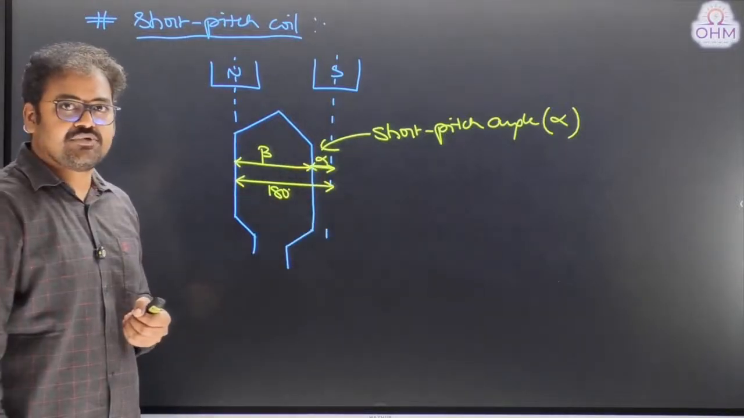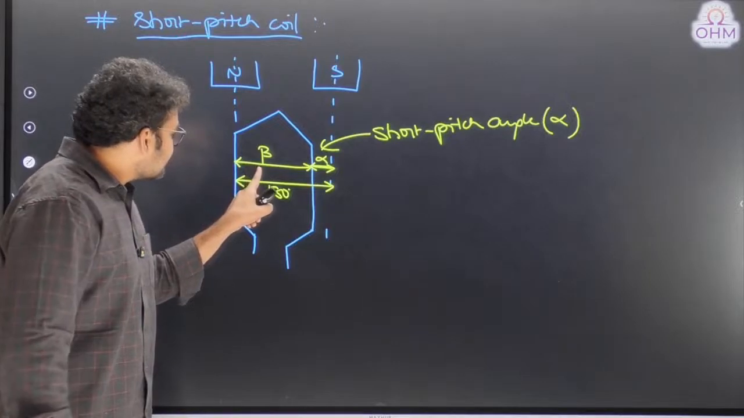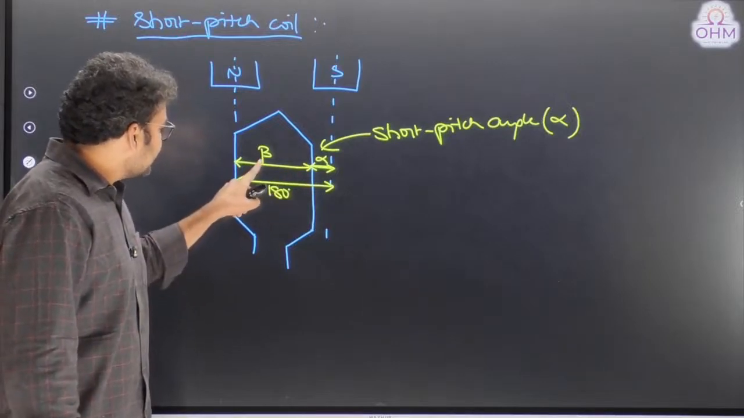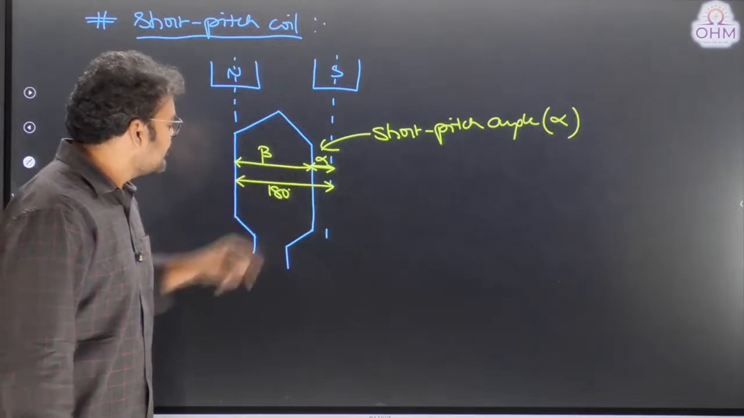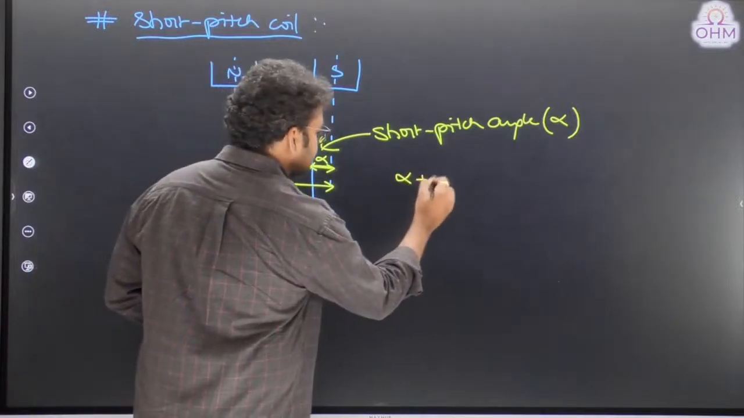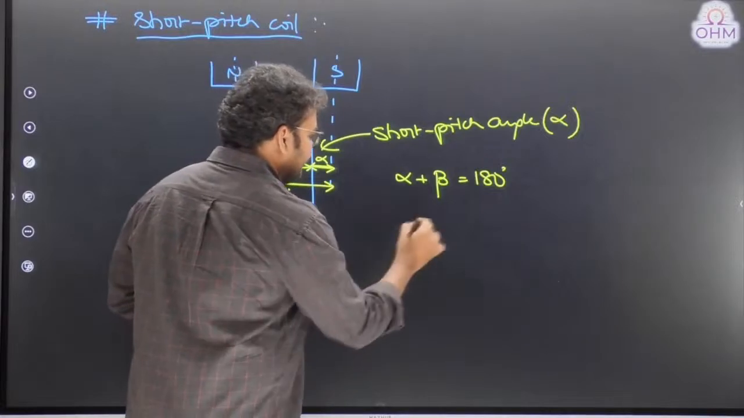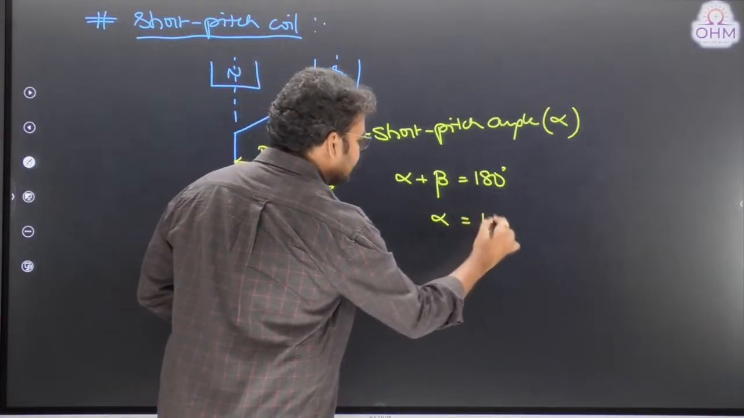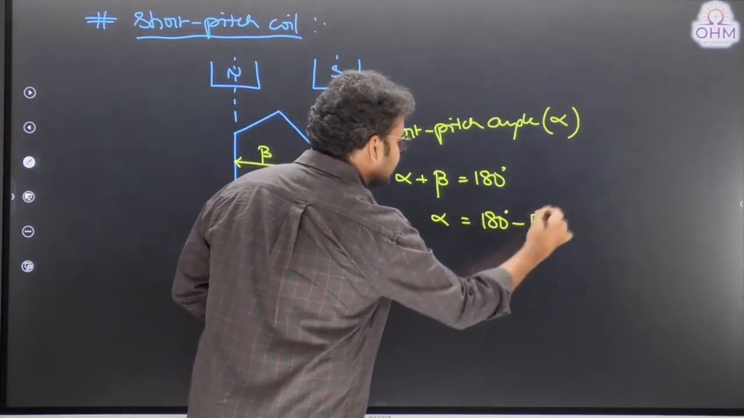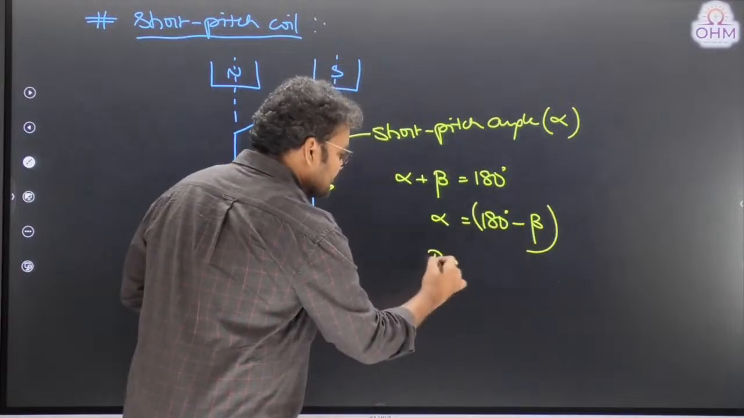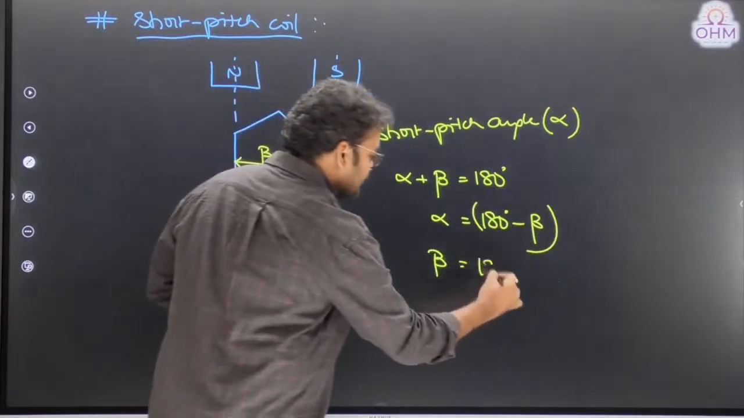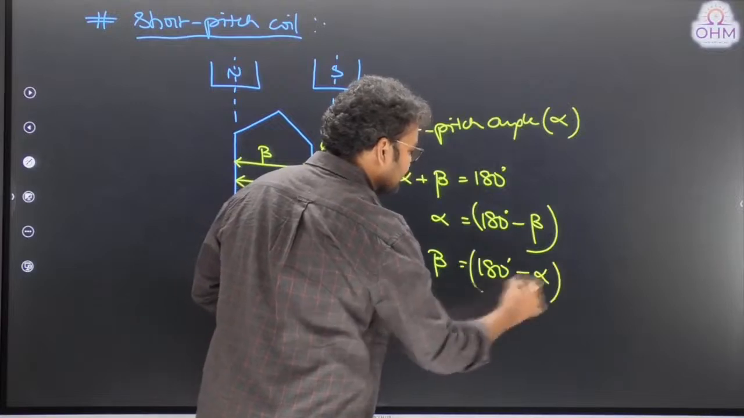from full pitch. And if you write the relation between alpha and beta, beta plus alpha together is equal to 180 degrees. So alpha plus beta is equal to 180 degrees. From this, the short pitch angle alpha is equal to 180 degrees minus beta, or the coil pitch span beta is equal to 180 degrees minus alpha. Anything is valid.